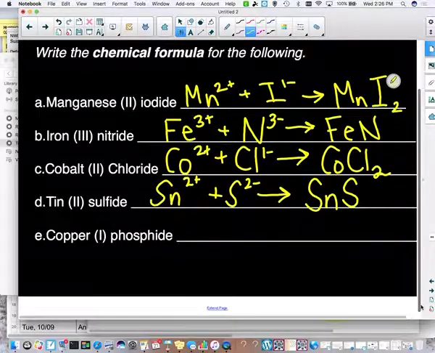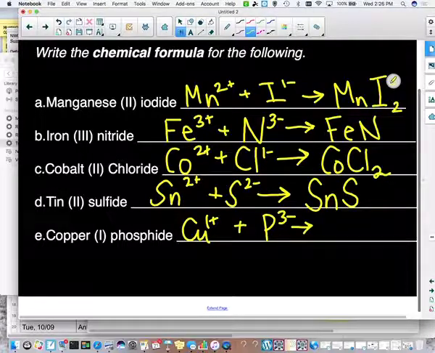Letter E, copper. What's the symbol for copper? Cu. +1 charge. We have a 1 Roman numeral. Phosphide is phosphorus, which has a -3 charge. Crisscross, we need 3 coppers and 1 phosphorus.